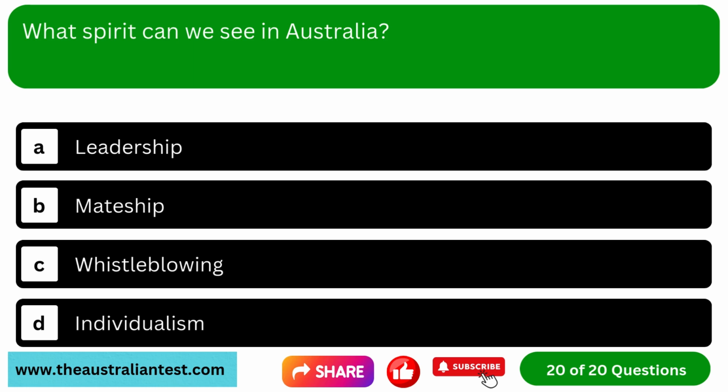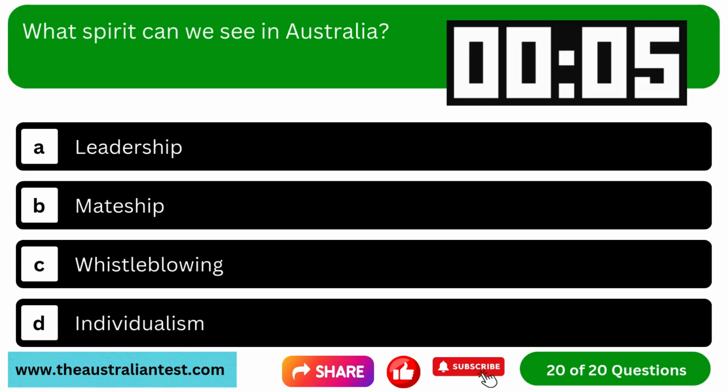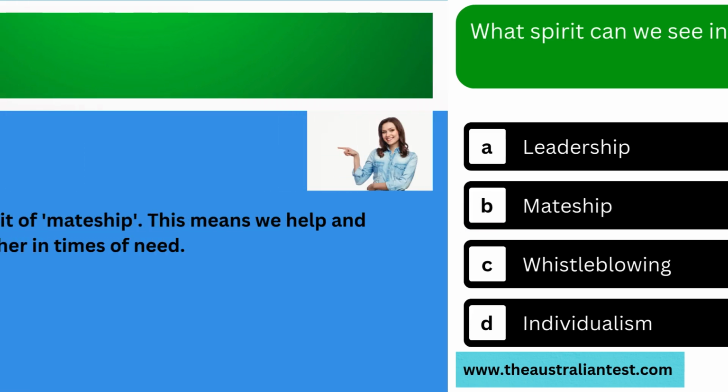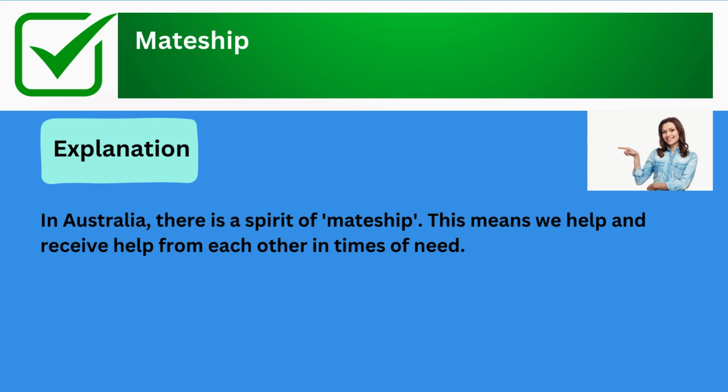Question 20. What spirit can we see in Australia? Option A, leadership. Option B, mateship. Option C, whistleblowing. Option D, individualism. The correct answer is mateship. Explanation: in Australia, there is a spirit of mateship. This means we help and receive help from each other in times of need.